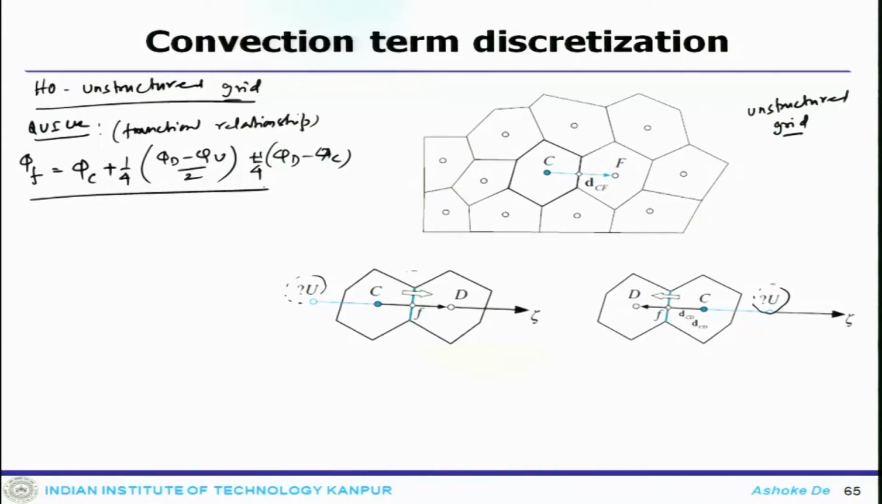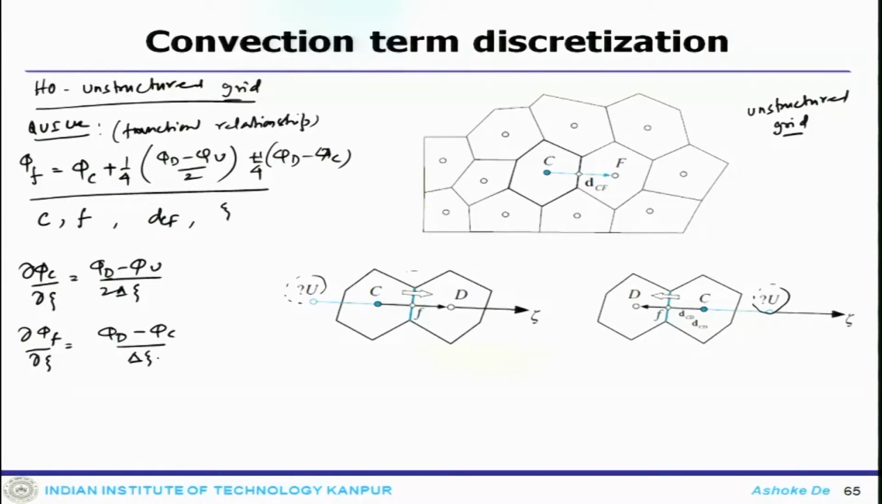Now, you can approximate the gradients at C and F, where your direction dCF will come into the picture, or the xi direction that we have shown for the curvilinear system. Then what you can get is del phi_c by del xi equals (phi_d minus phi_u) by 2 delta xi, and del phi_f by del xi would be (phi_d minus phi_c) by delta xi. So, this is how you can get it.